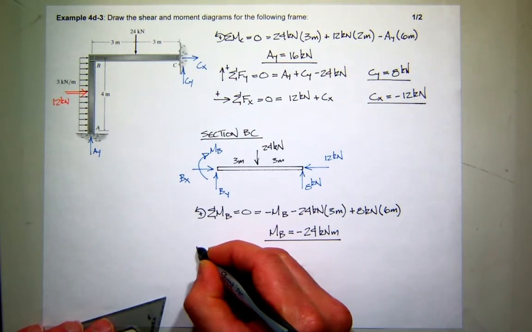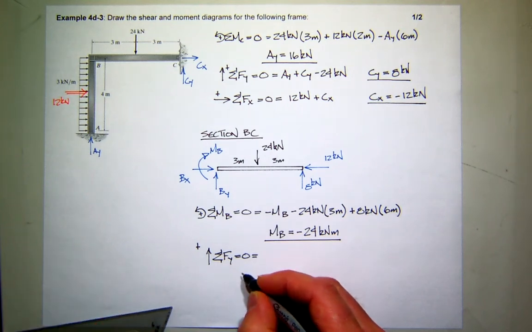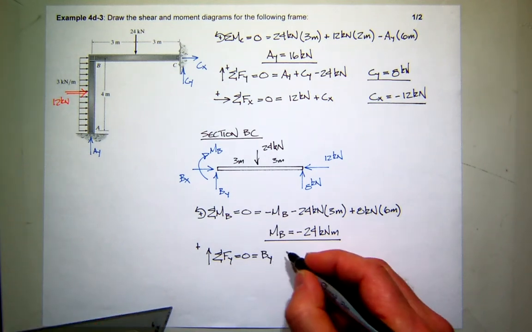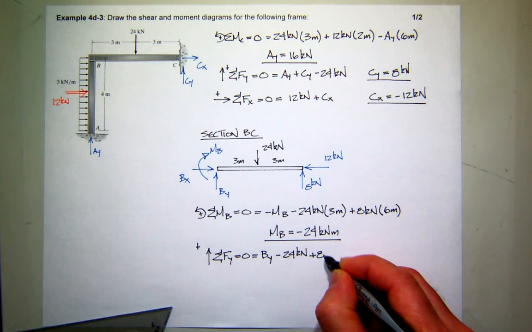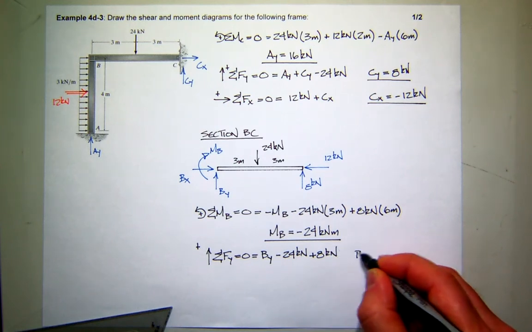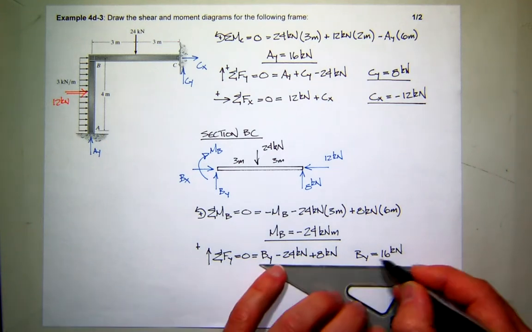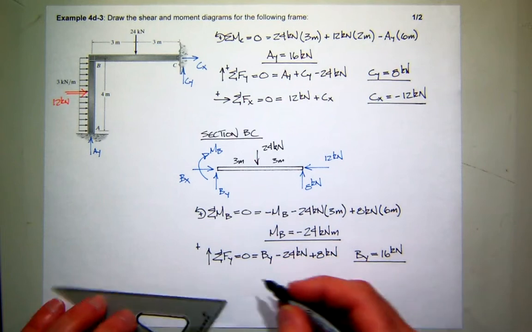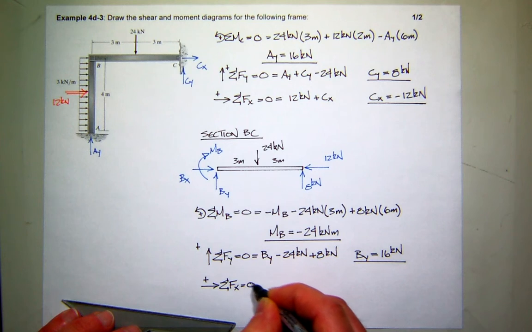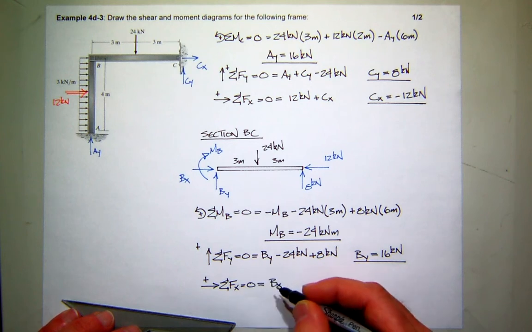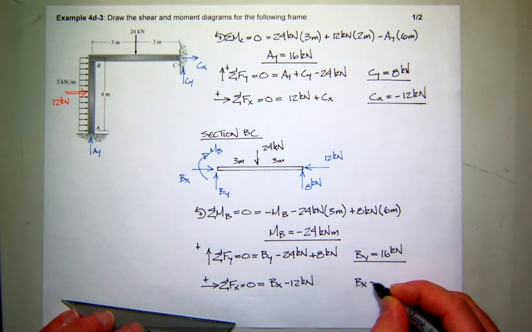Okay, so let's sum forces in the y direction. Make sure they're in equilibrium. So I have BY acting up. And then I have 24 kilonewtons acting down. And 8 kilonewtons acting up. So it looks like BY is 16. Positive. And then last, sum forces in the x direction. I have BX and minus 12. So it looks like BX is 12.